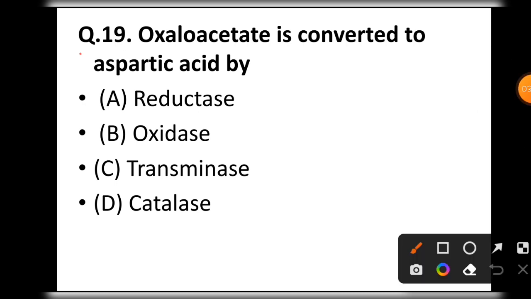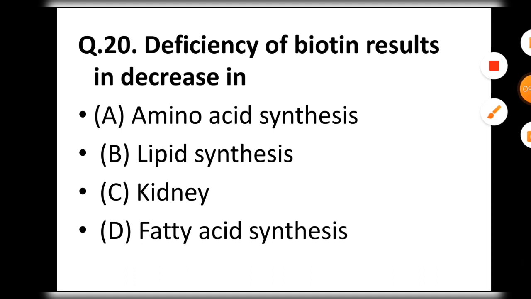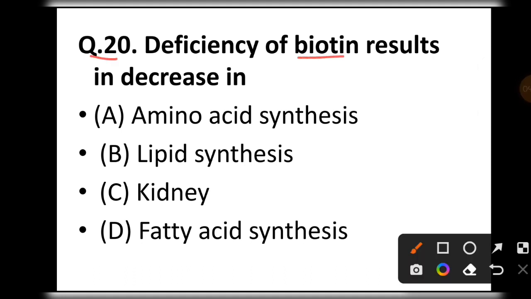Question 19. Oxaloacetate is converted to aspartic acid by. Correct answer is option C. Transaminase. Question 20. Deficiency of biotin result in decrease in. Correct answer is option B. Fatty acid synthesis.